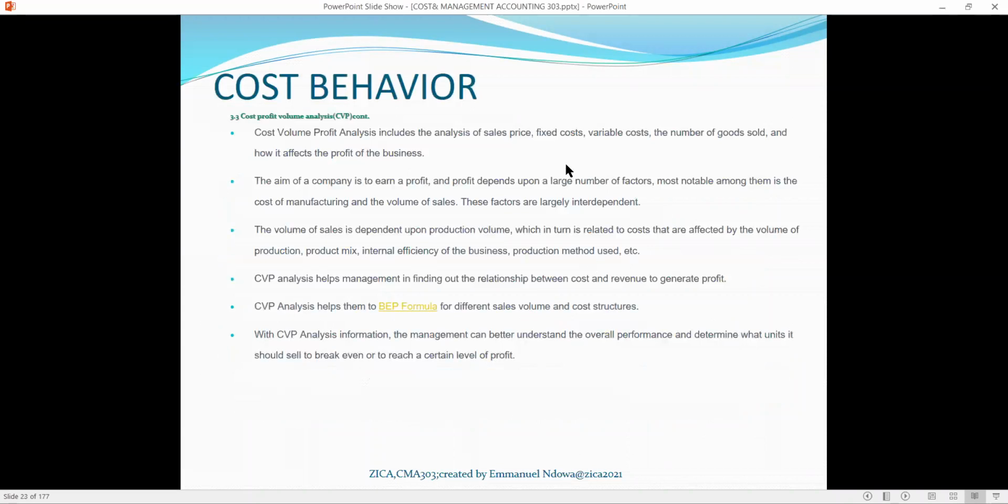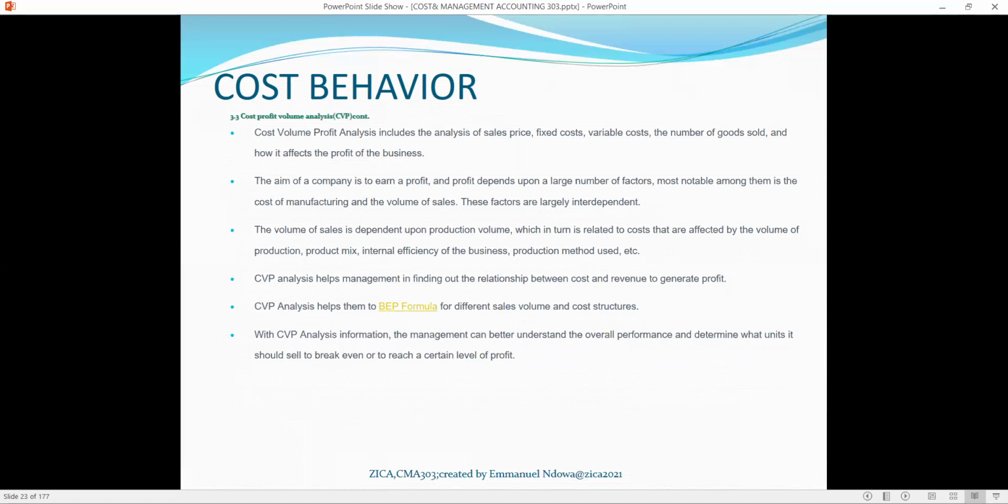So it goes on to illustrate that the cost volume profit analysis includes the analysis of sales price, fixed costs, variable costs, and number of goods sold, and how they affect the profits of the business. So the management is interested in the impact of these cost behaviors, being the fixed cost and the variable costs, and how they are going to affect the profits of the business.